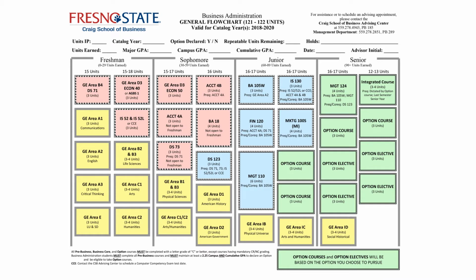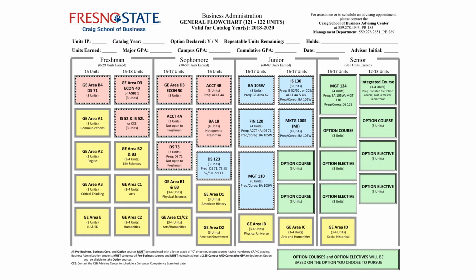This is the flowchart, or roadmap, that is used for pre-business students. Every box on the flowchart represents a required course for the degree. The flowchart is color-coded to indicate different groupings of courses. These groupings are also identified by the different borders around the courses. The four course types are pre-business, general education, business core, and option courses.